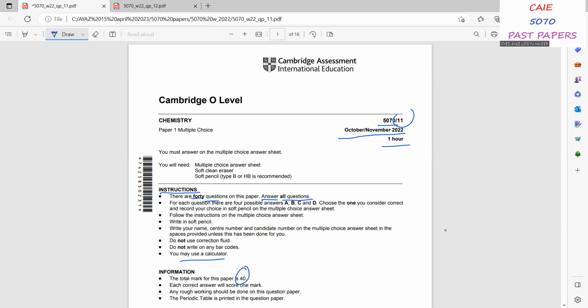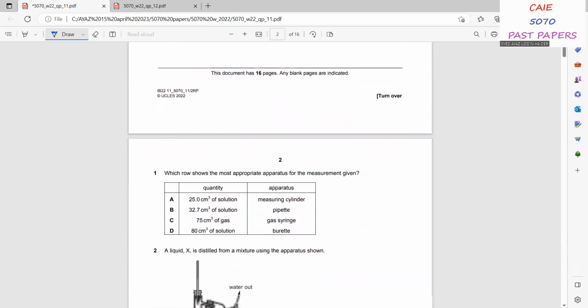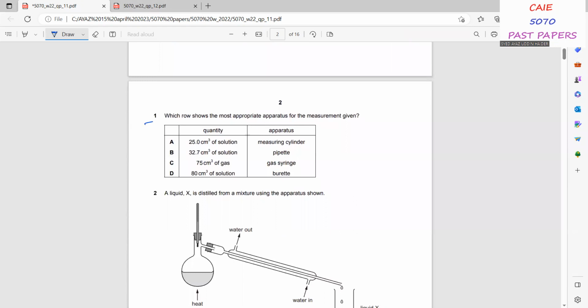Each correct answer will score 1 mark. Any rough working should be done on this question paper. The periodic table is printed in the question paper. Start with question number 1.